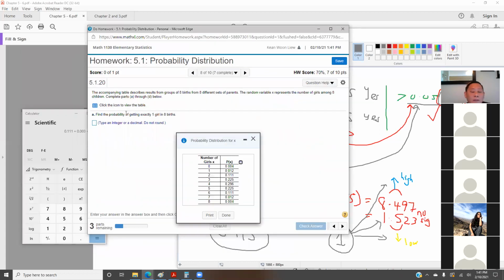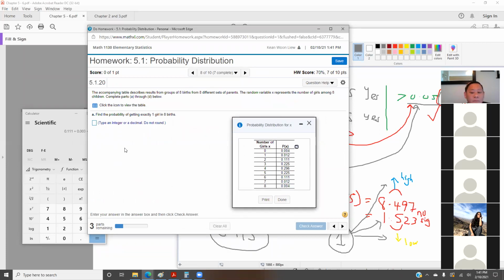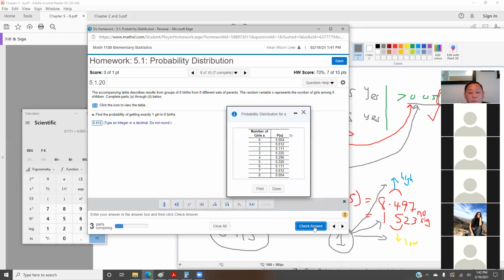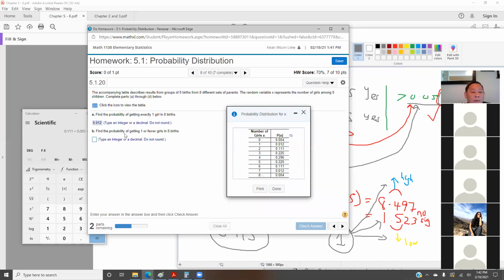Because I don't do all your homework, I want you to do your homework. So what is the probability of getting exactly one girl in this table? 0.012. And what is the probability of getting one or fewer girls in this case? 0.016, because you add 12 and 4, right?